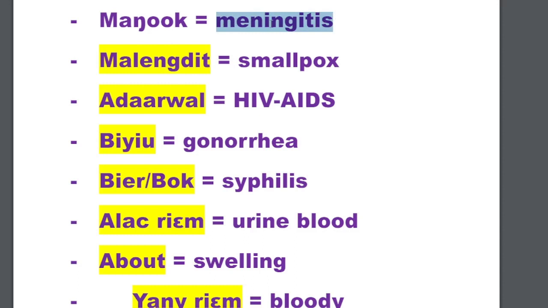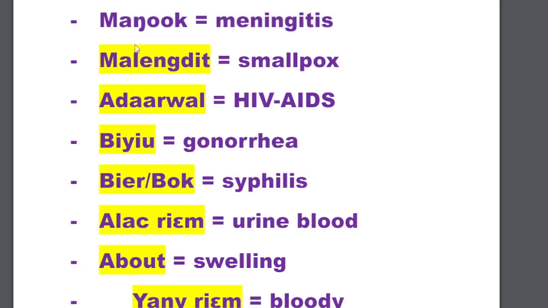Meningitis is called mangok. I don't know, was it between 2007 and 2008? There was an outbreak of meningitis, we experienced it, and I think we went for a vaccination. When we were vaccinated, we were injected, and almost everyone was crying. It's a very painful injection. Okay, mangok, meningitis.